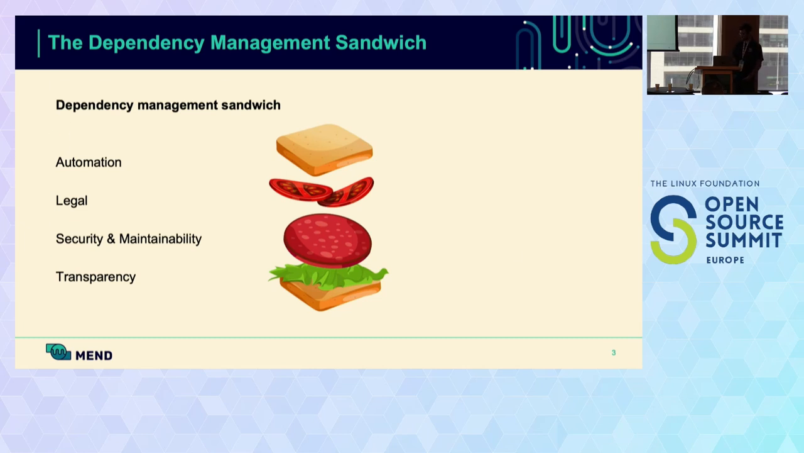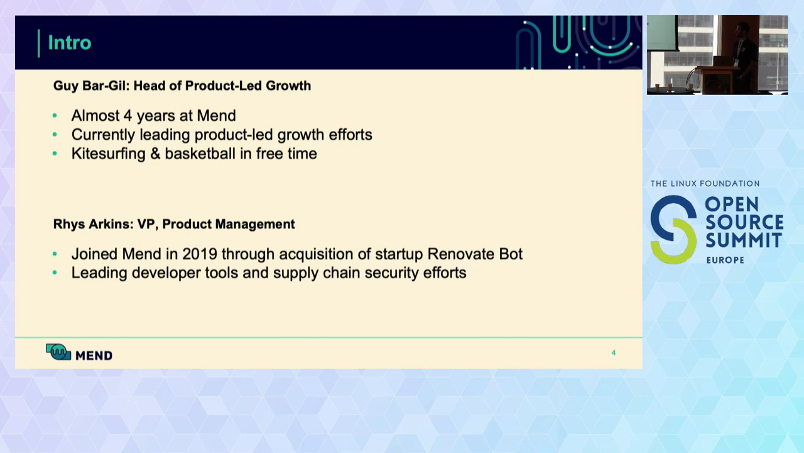So with that, we'll introduce ourselves a little bit. As I mentioned, I'm Guy Bargill, Head of Product-Led Growth at Mend. I've been at Mend for the past 4 years in the product department. And in my free time, I like to kite surf. It's the one with the kite that looks like a parachute in the ocean. And I play and watch a lot of basketball.